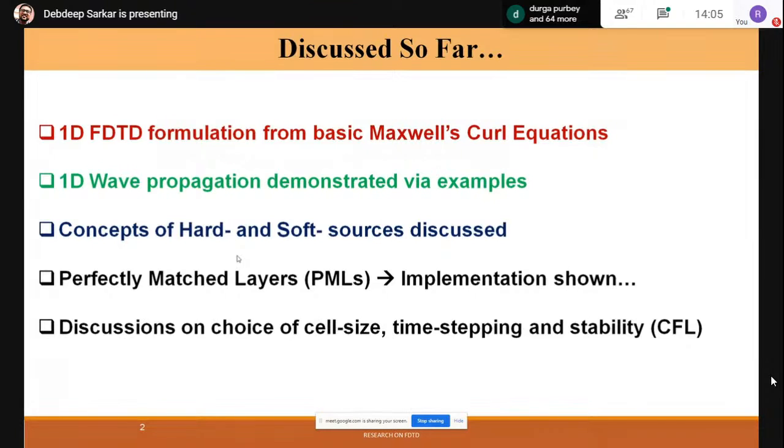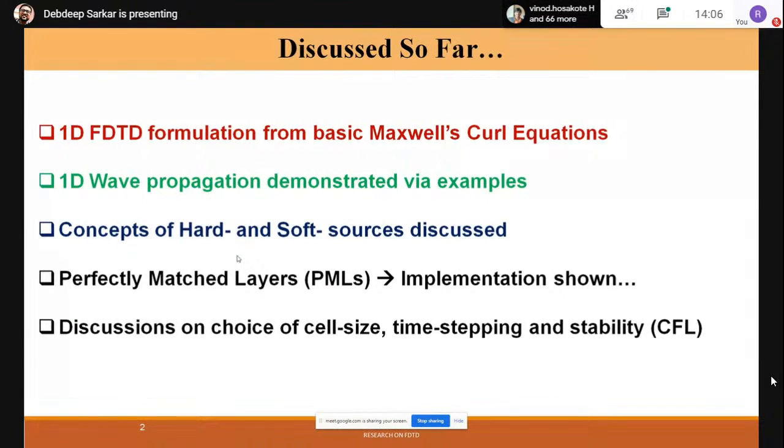So the important thing is that we need to choose the cell size so that we have a proper modeling of our problem space, and we do not give rise to any numerical dispersion kind of issues or any non-physical situation. So that is why it is better to keep very fine cell size sometimes.